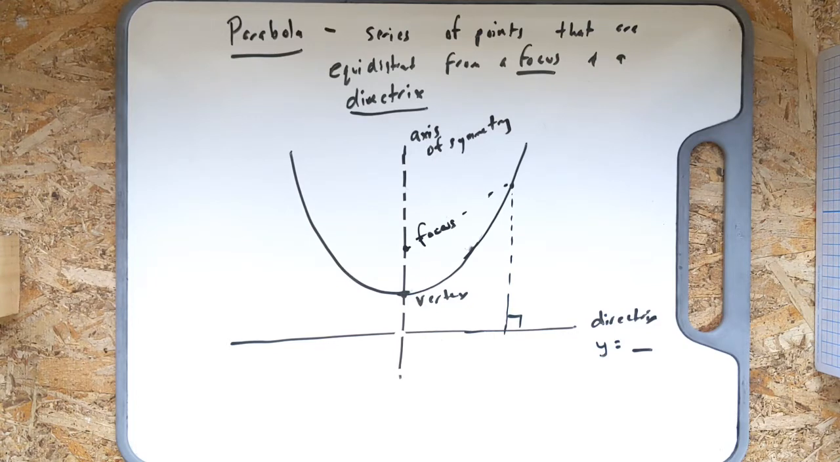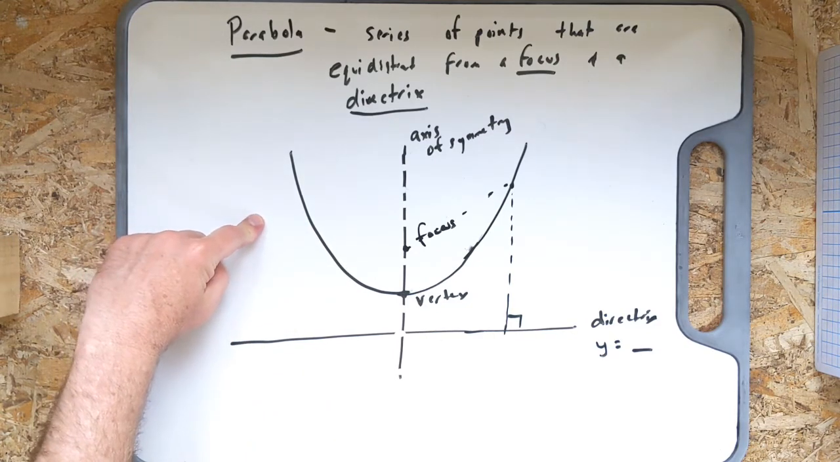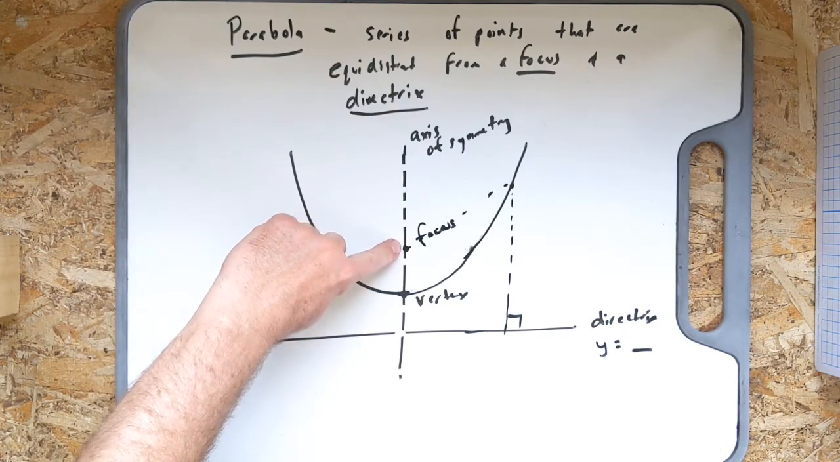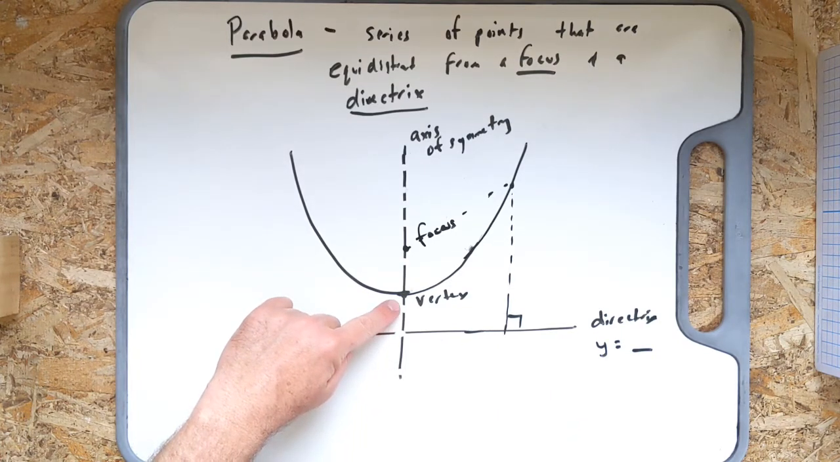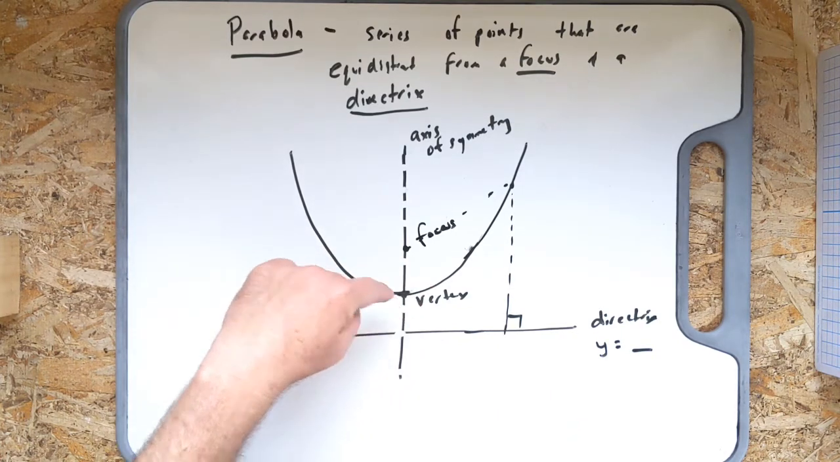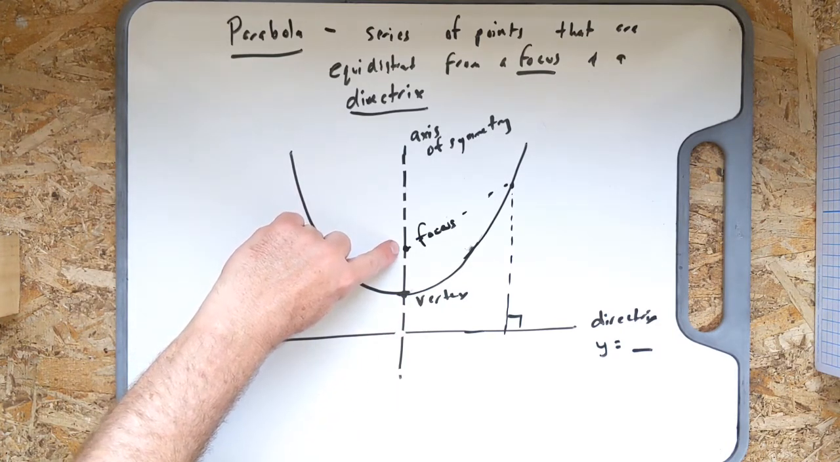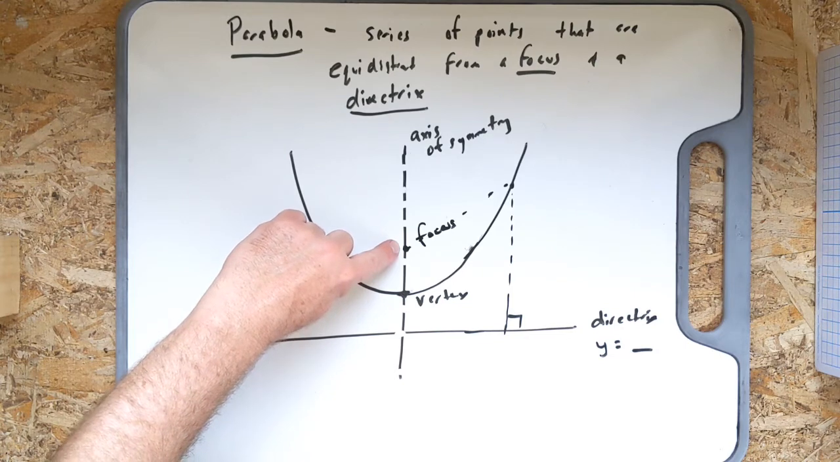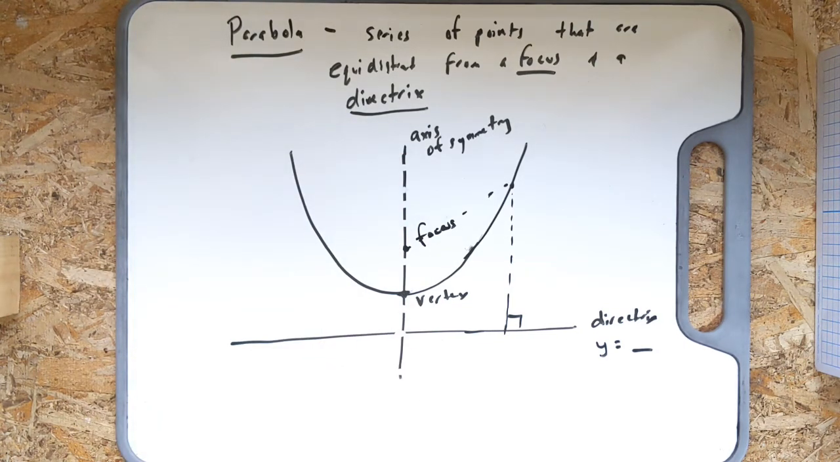So again, the parabola definition itself is all the points that are equidistant from a focus, which is a point, to a directrix, which is a line. The vertex is the low point in the parabola if it's this way, or a high point if it's flipped upside down. The focus, we'll talk about that in a second, is a point where everything focuses in the parabola itself. The axis of symmetry splits the parabola in half.